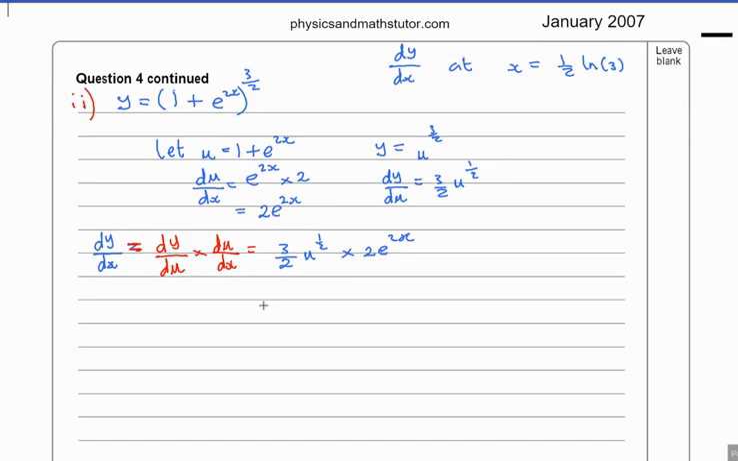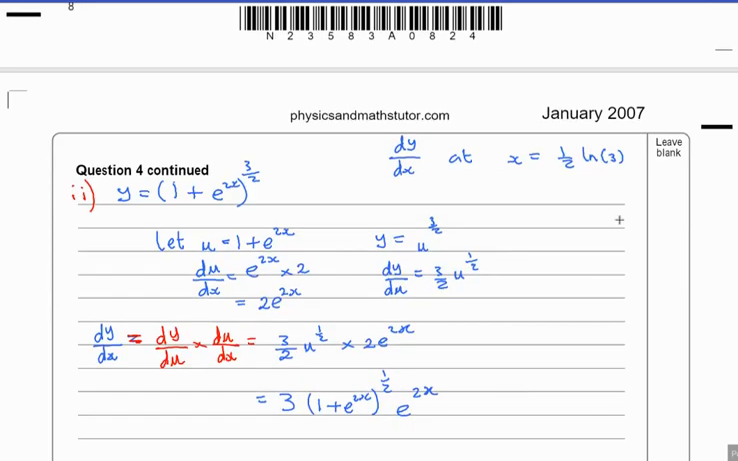Okay, and then simplifying, that gives us 3 over 2 times 2, which is 3. u was equal to 1 plus e to the 2x. So instead of writing u to the half, I'm going to write 1 plus e to the power of 2x, to the power of a half. And then I've also got the e to the power of 2x. So that's dy/dx for us.